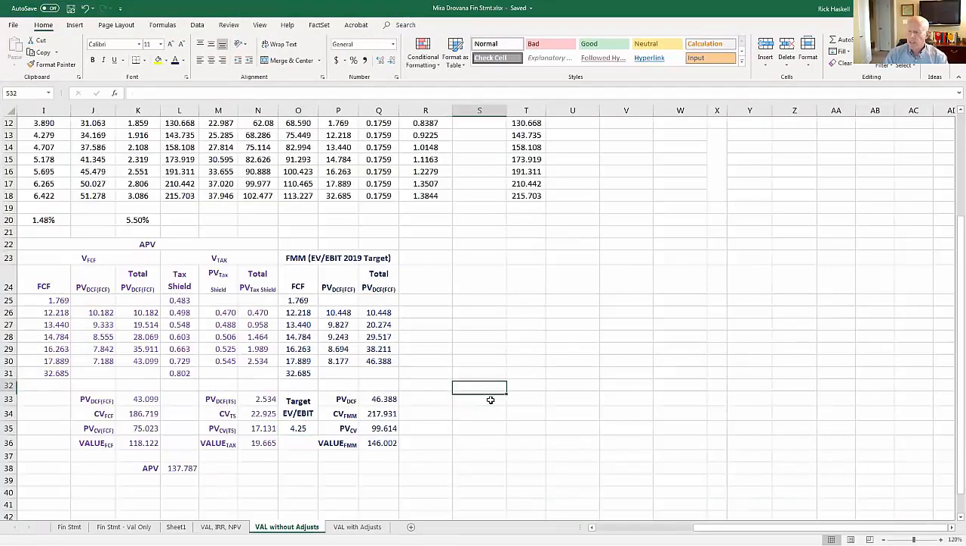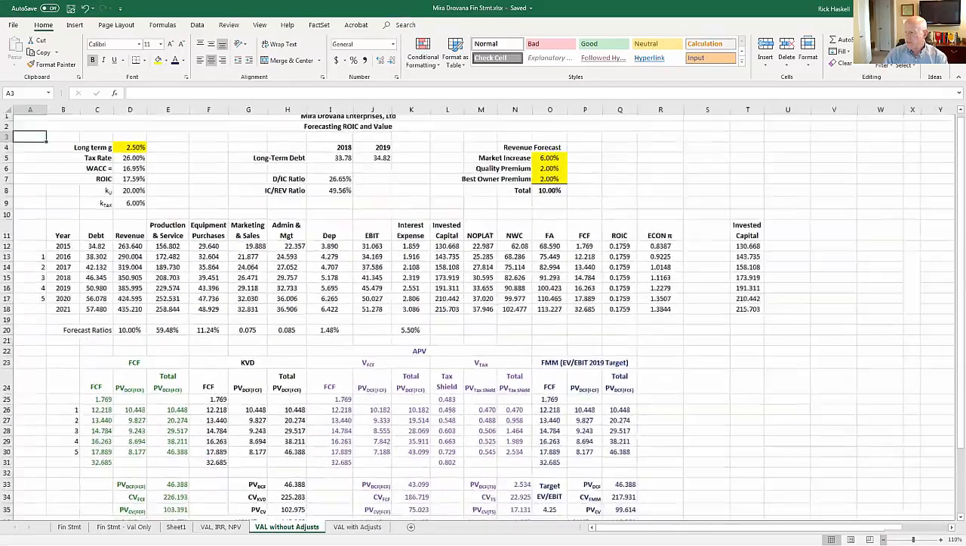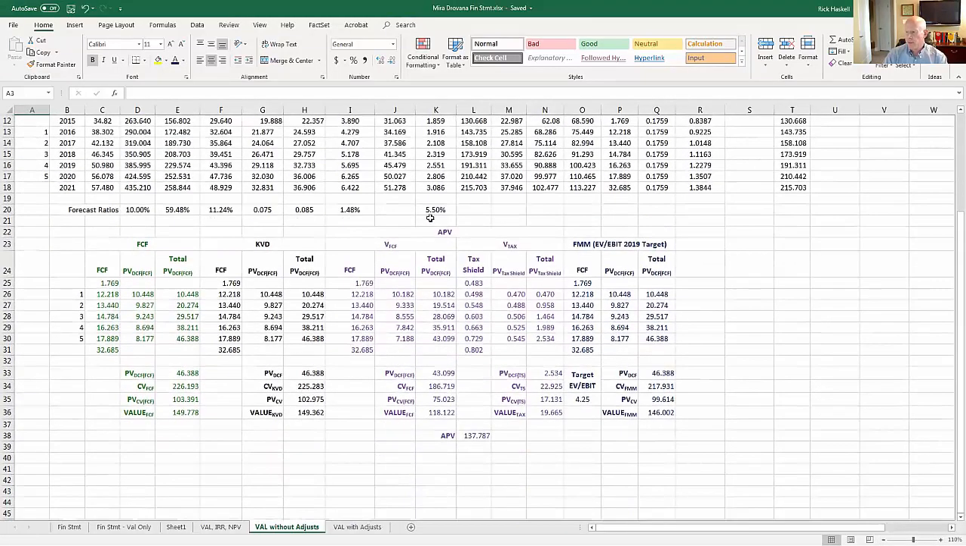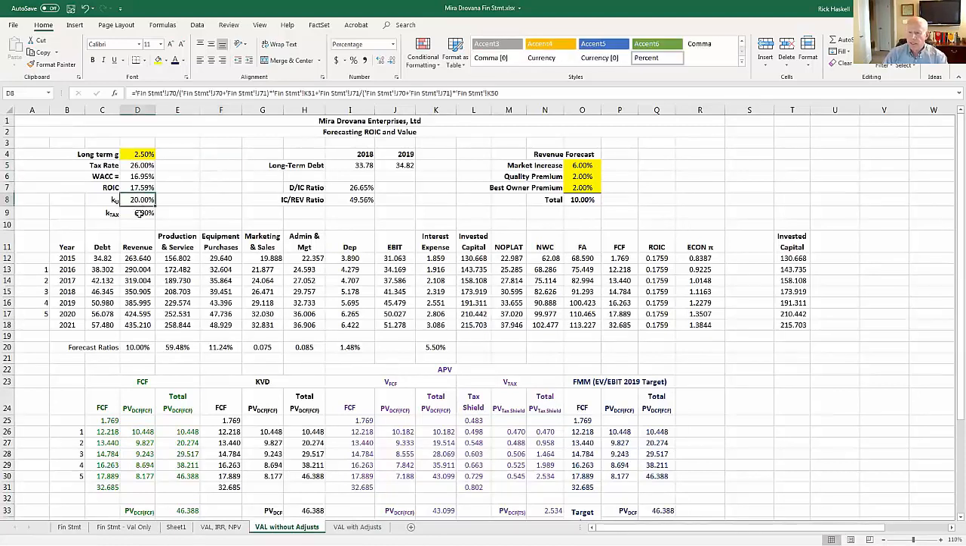So this is actually the same company that we were looking at before when we looked at the KVD model and the free cash flow model. Although this particular spreadsheet includes the APV model as well, where the others didn't. And in this case, we also have KU and K-tax. So let's start our conversation about the APV model by going back to KU and K-tax. Now this is Mira Dravana, working on the same financial statement structure as we did a little bit earlier today. But here we see that we've got KU and K-tax.